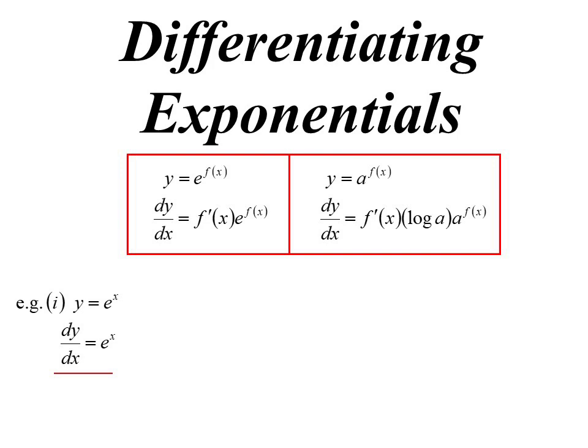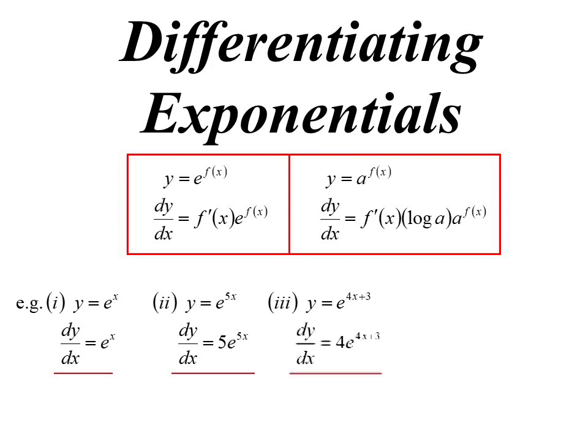The world's easiest question. E to the 5x, differentiate the power, you get 5. So that goes out the front. 5e to the 5x. Remember, the power does not change. In this case, 4x plus 3, but again, we just differentiate the power. 4 goes out the front. Doesn't have to be a linear function, the power could be anything. X squared plus 3x plus 2, differentiate that. 2x plus 3 goes out the front.